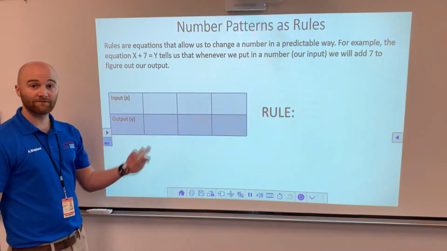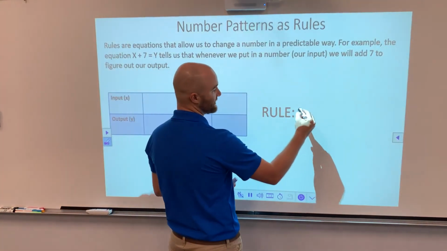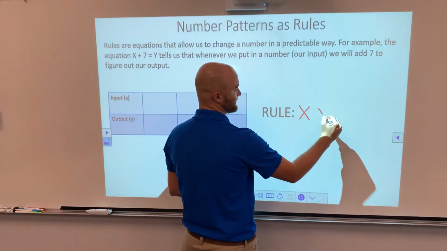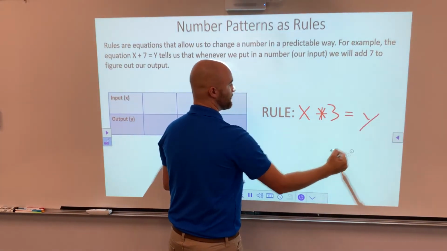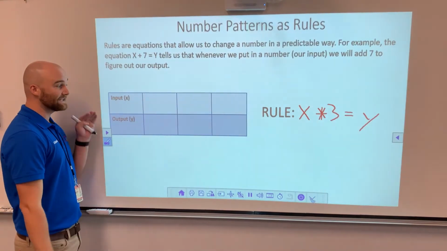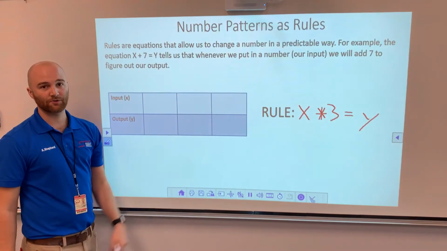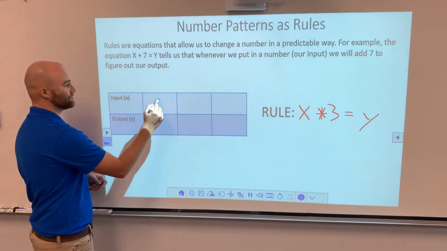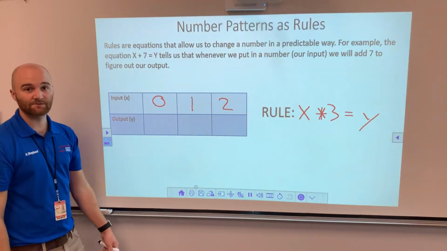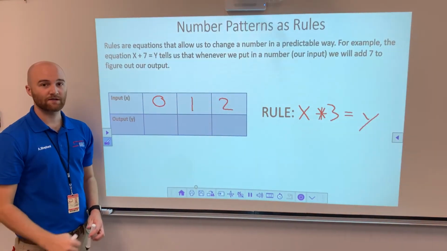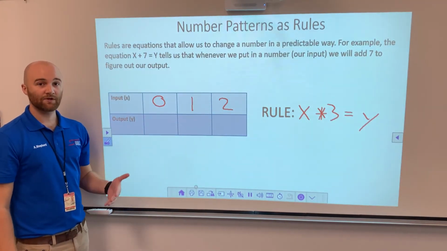Let's try one where I give you the rule and you fill out the input-output table. So I'm going to give you the rule. The rule here would be x times 3 equals y. Go ahead and pick any 3 numbers you'd like for your input, and then figure out what your output should be. For me, I'm going to choose 0, 1, and 2, because I always think those are the easiest ones to work with. But you don't have to choose those 3. Choose your own 3 and figure out what the output should be. Pause the video, and when you're done, come on back.